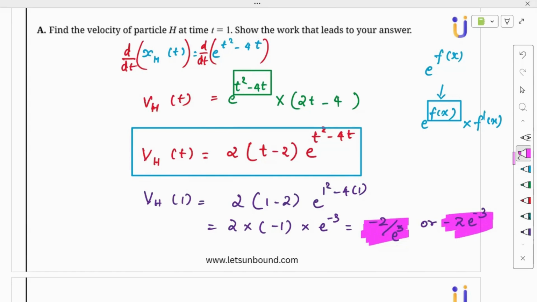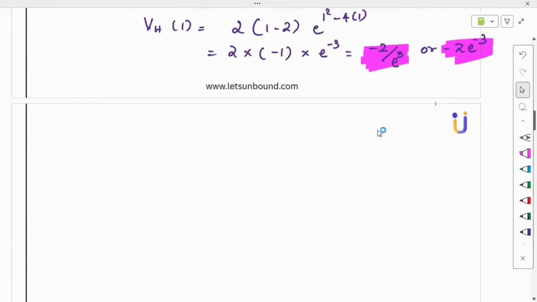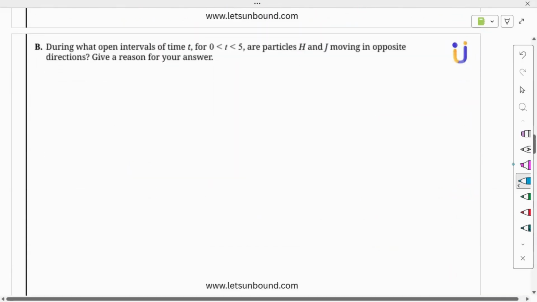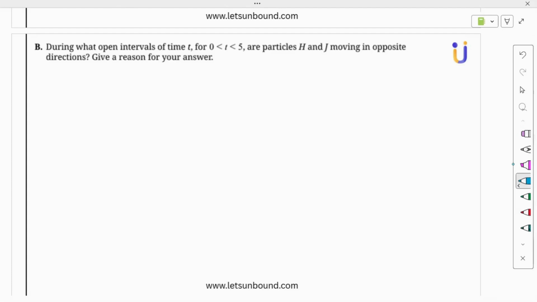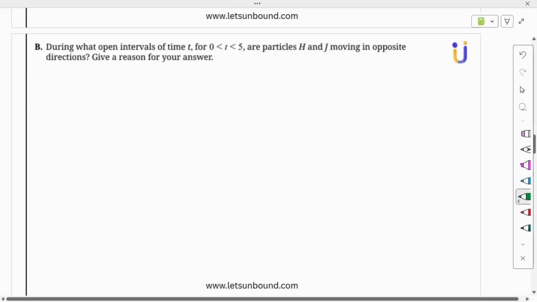Got it? So that's the answer for part A, and we are moving to part B now. Okay, we are in B part. During what open intervals of time t, 0 to 5, are the particles H and J moving in opposite directions? Give a reason for your answer.